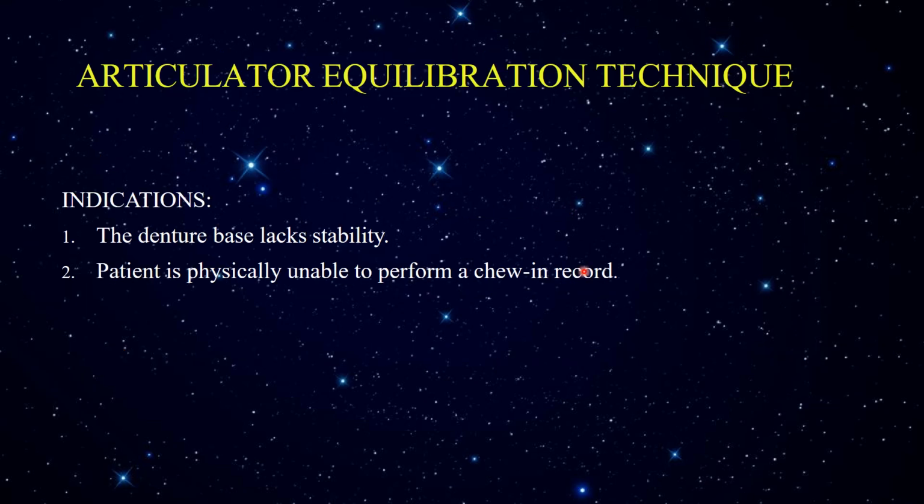Next is the articulator equilibration method. So this technique says that any functional chewing done in the patient's mouth will not be accurate because the denture bases are not stable. They'll have some amount of movement and shaking inside the patient's mouth due to the resiliency of the oral mucosa. So it's always better to do an equilibration on the articulator itself.